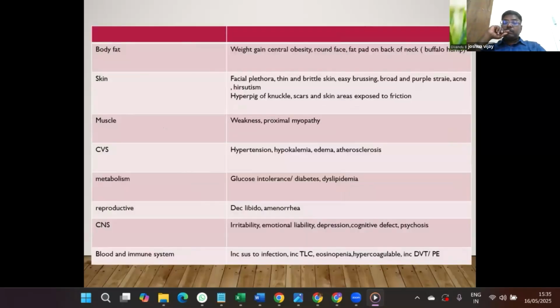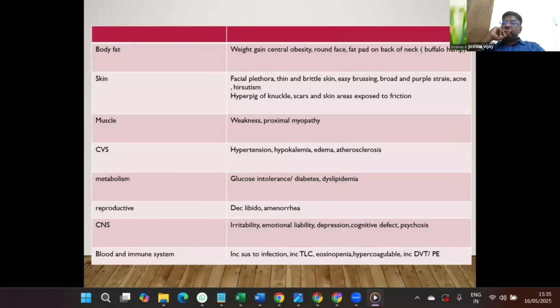What we usually see is weight gain, central obesity, and round face, and buffalo hump. Facial plethora, thin brittle skin, easy bruising, broad purple striae over the abdomen, hyperpigmentation of knuckles, scars, and skin areas exposed to friction. It can cause proximal myopathy, hypertension, hypokalemia, edema, and atherosclerosis. Glucose intolerance, diabetes becomes aggressive, and dyslipidemias.